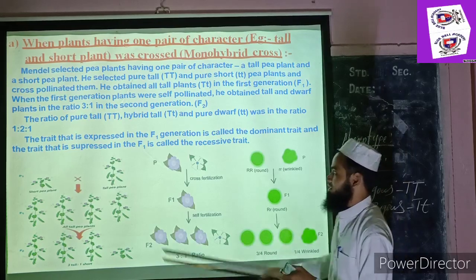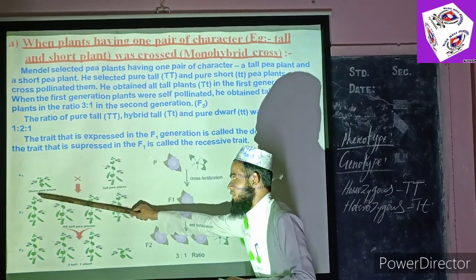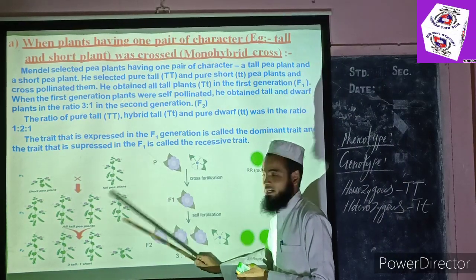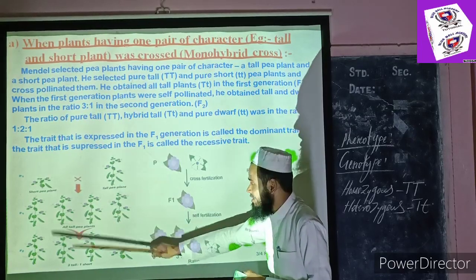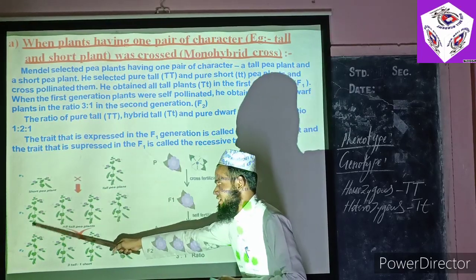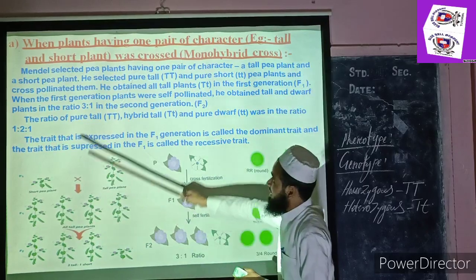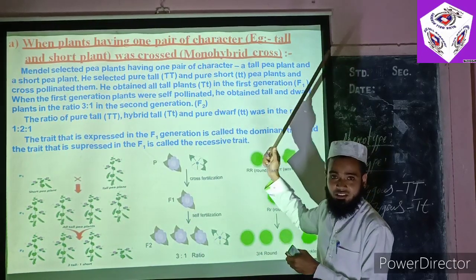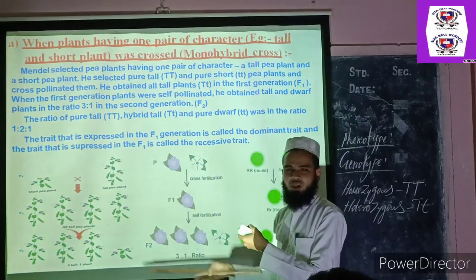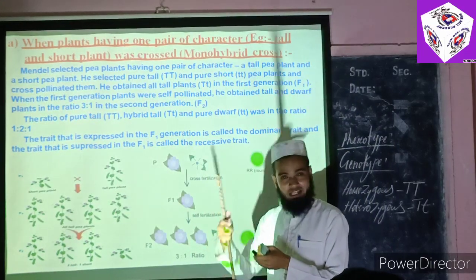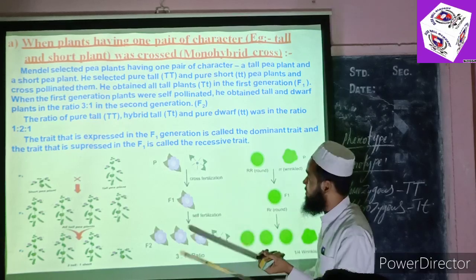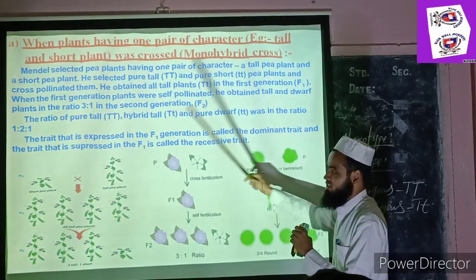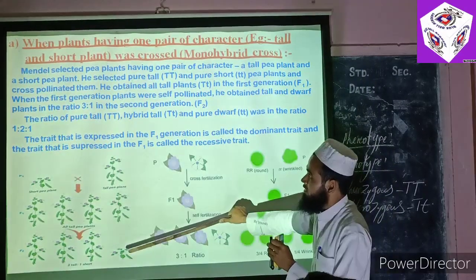First he selected a tall and a short plant, and crossed them. As he crossed, in the first generation, you can observe, he obtained all tall plants. That is the F1 generation. F stands for the filial generation. You can observe this in your textbook also. In the first generation, he got only tall plants.